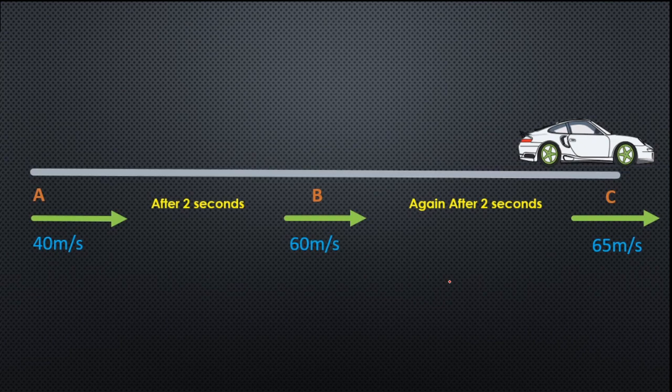Now, in this example, you can see that between point A and point B, the change in velocity is 20 meters per second. But between point B and point C, the change in velocity is 5 meters per second. So, in the first 2 seconds, the velocity changes by 20 meters per second. But after 2 seconds, the change in velocity is 5 meters per second. So, the change in velocity is different in every 2 seconds. So, we can say this is an example of non-uniform acceleration.